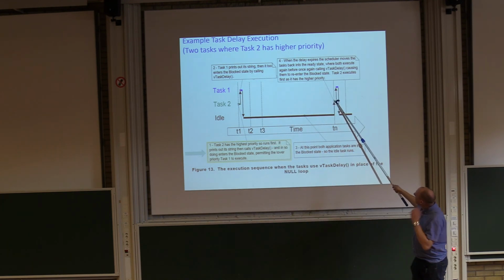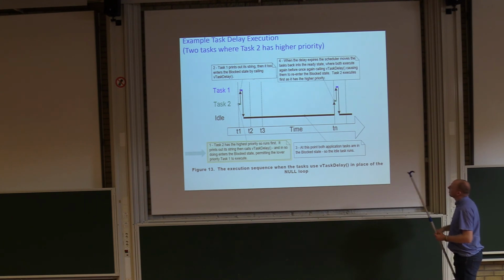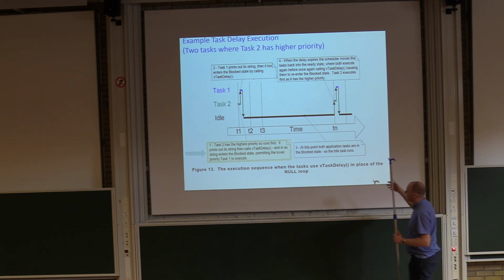So now task 2 has changed state from blocked to running, and now it will have higher priority than the idle task, so task number 2 will start to execute again. Okay, and in this case it will execute the task delay function again, and then task 1 becomes ready and can execute. So it will continue on like this.